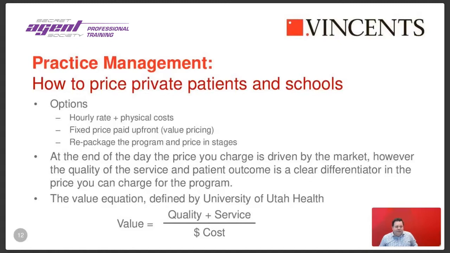Now, the second option is a fixed price. So this is essentially value pricing. With value pricing, you can either have it paid up front or you could repackage the program and then price it in stages. Now, the issue with pricing it in stages is that you might have some disengagement at the back end of the program, and then you're stuck with the cost, but not necessarily the income coming in those later stages. So in reality, you just need to weigh up those consequences in terms of delivering the, I guess, the pricing strategy.